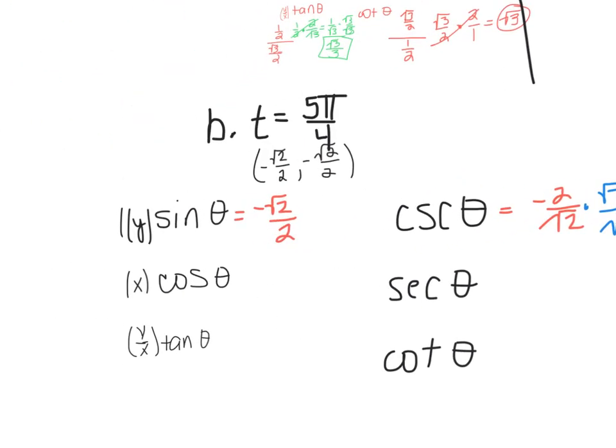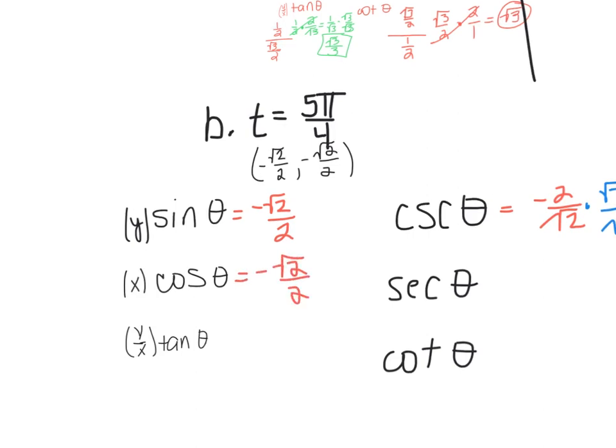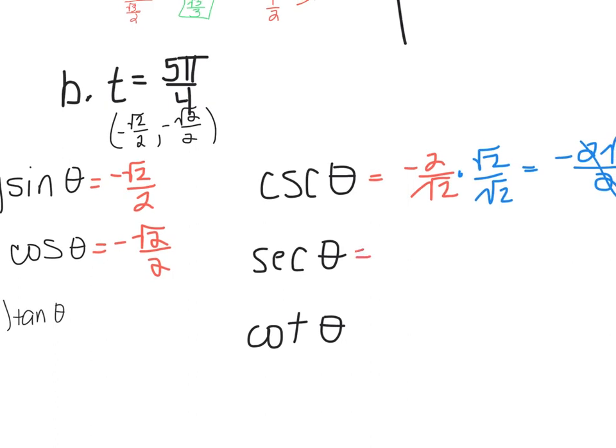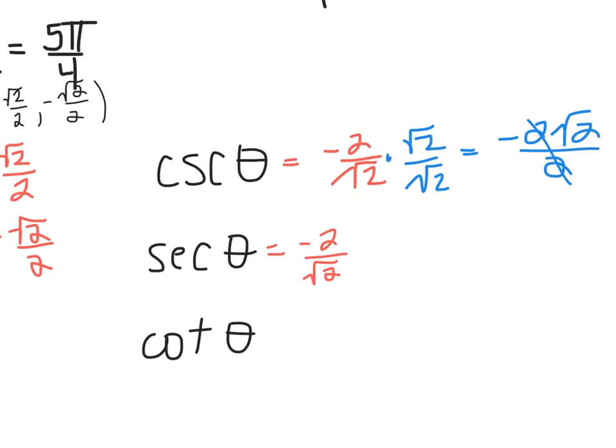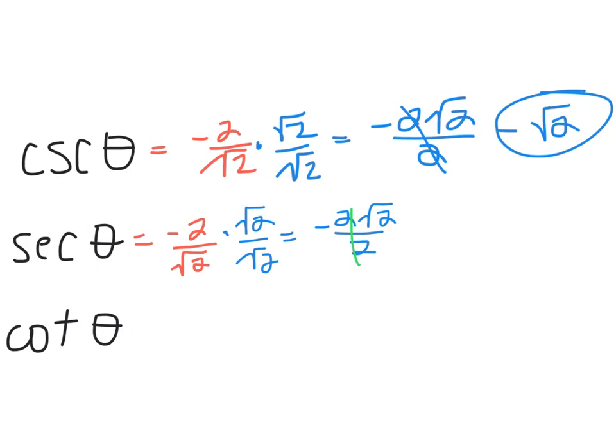My cosine, well, that's my x value. That happens to be -√2/2. Again, secant, we flip it. So this happens to be the same thing, but we'll do it again. -2/√2. Rationalize. Can't have a radical in the denominator, so I have -2√2/2, and then our 2's will cancel out. So again, we're left here with -√2.